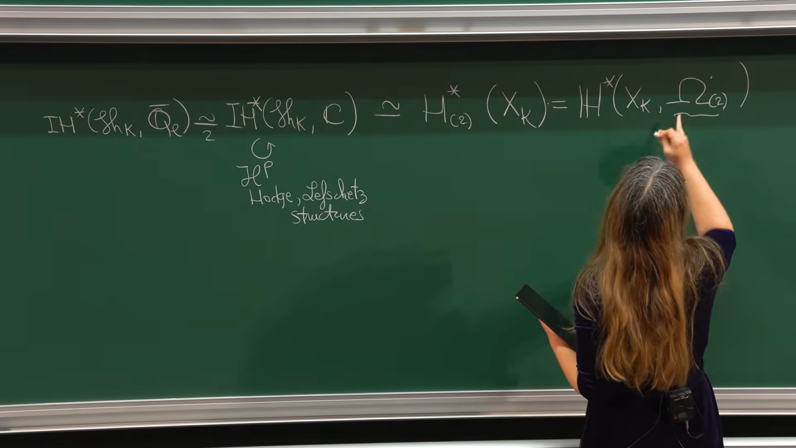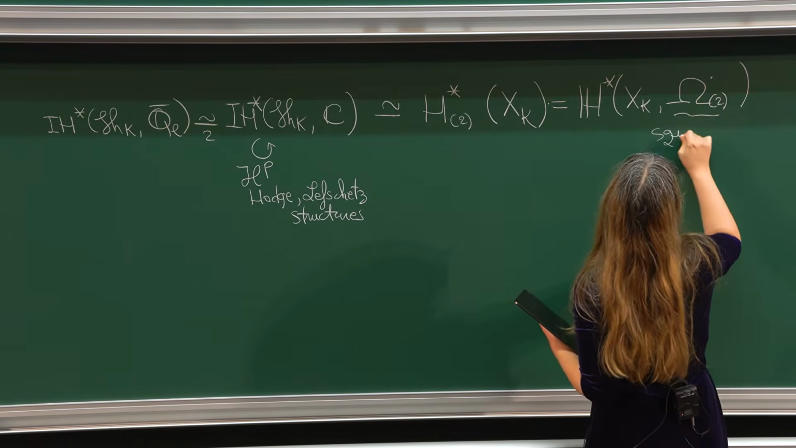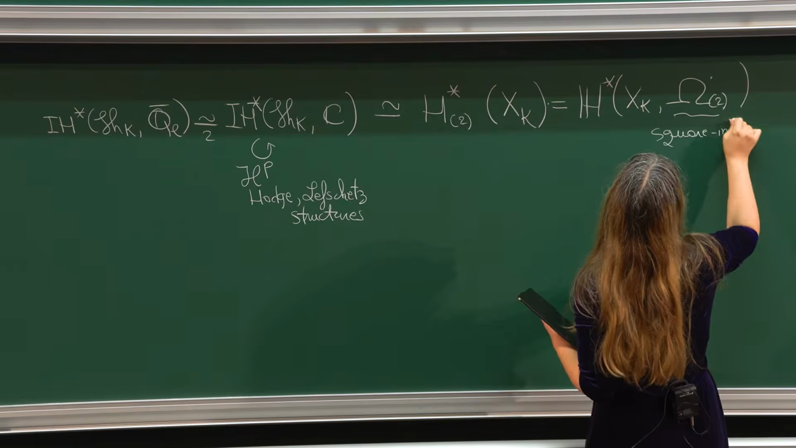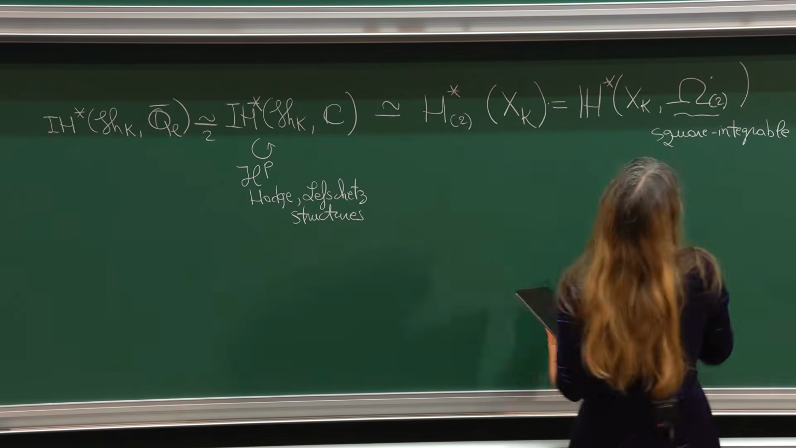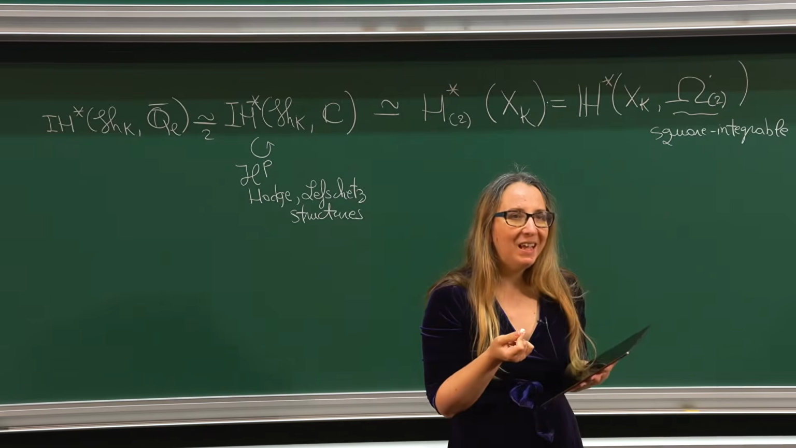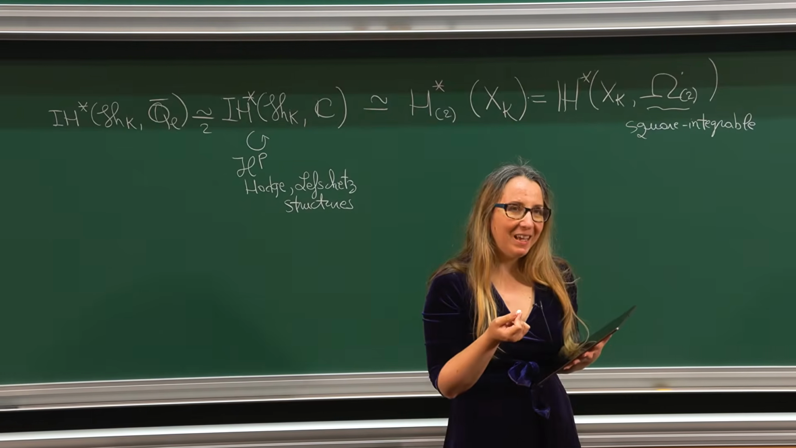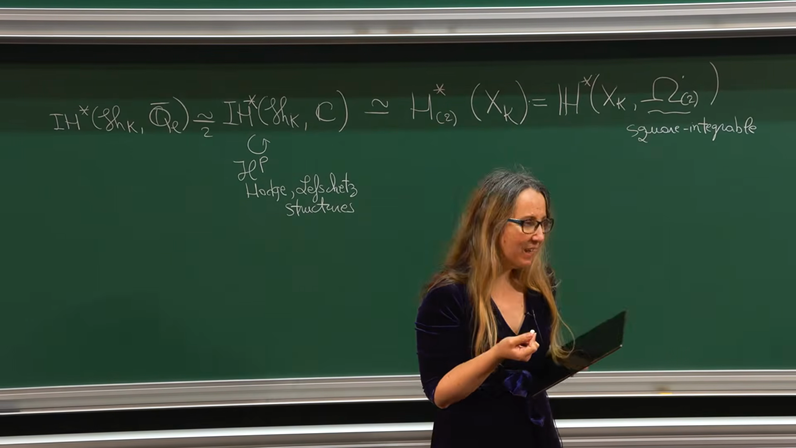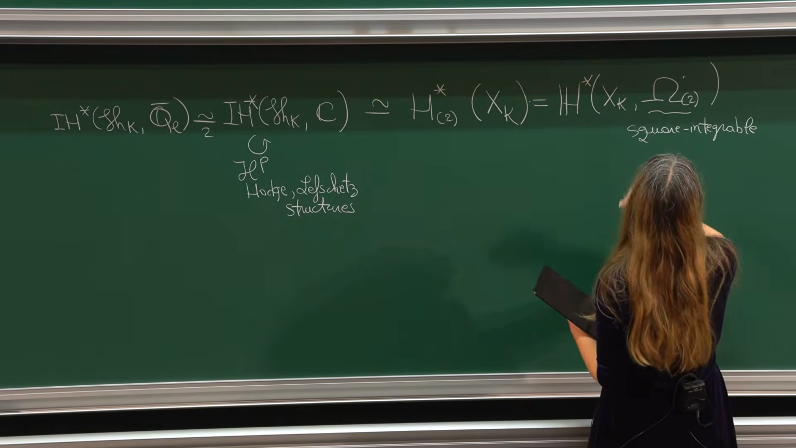Right, so square integrable smooth differential forms. But is the differential of a square integrable form square integrable, or do you have to modify it so that you only consider things where the differential is also square integrable? Yes, things where the differential is also square integrable.